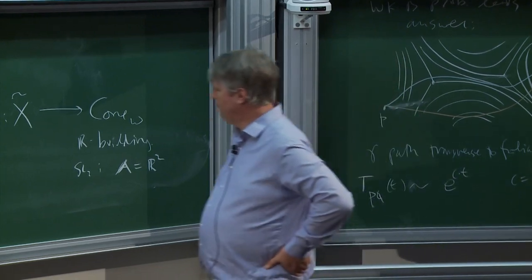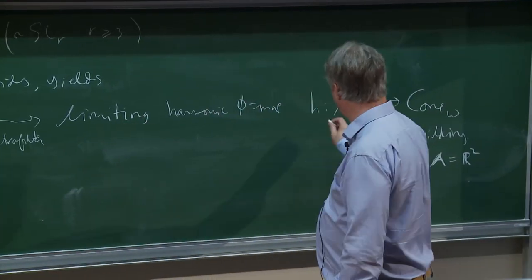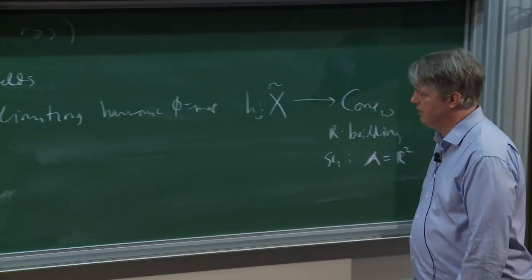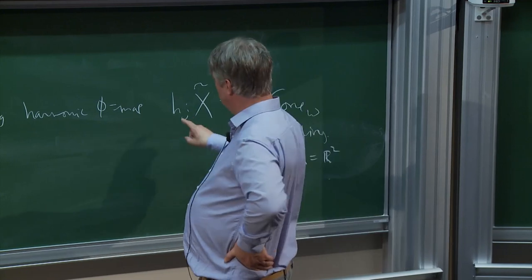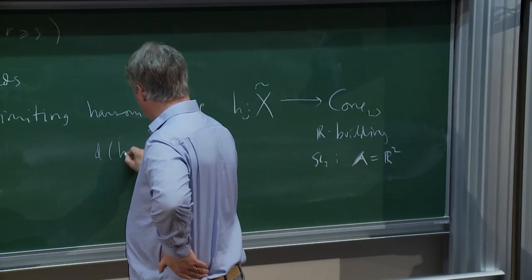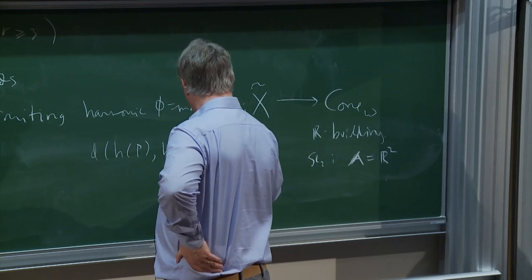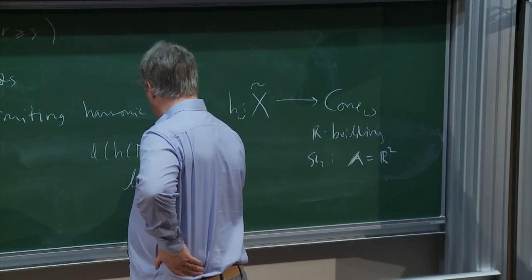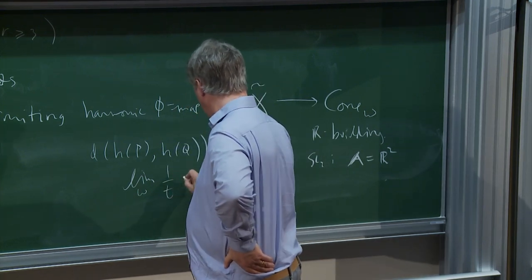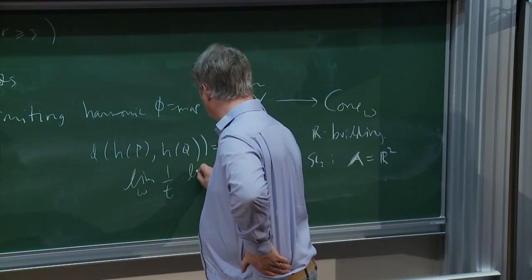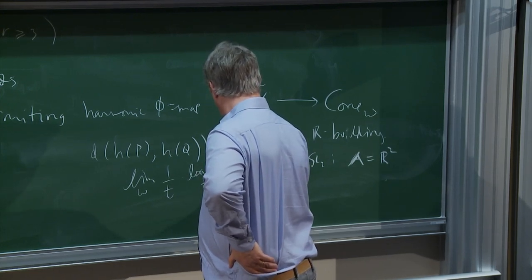So we get a limiting harmonic phi map. But that's just kind of a formal thing where it actually depends on the ultrafilter to take the limit and so on. Where roughly speaking, the distance from h of p to h of q is some kind of limit, it has to take the ultrafilter limit, but it's the limit of 1 over t times the log of the absolute value of rho t.